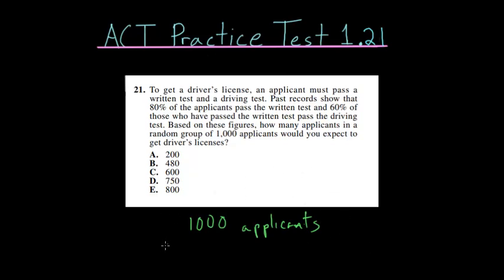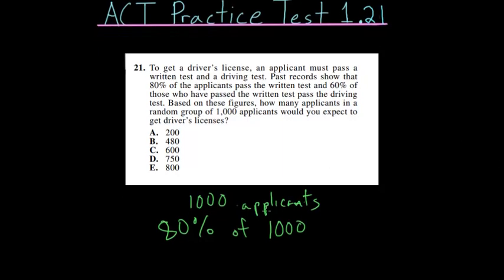And we essentially just need to find what 80% of the applicants is, or 80% of 1,000. And anytime you see the word "of" in a word problem for math, it usually refers to multiplication. So we have to multiply 80% by 1,000.